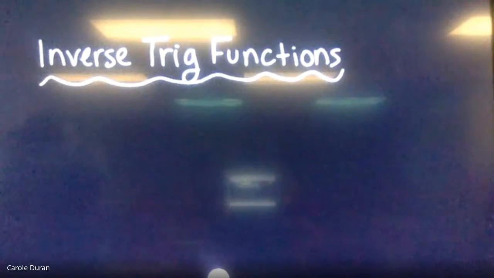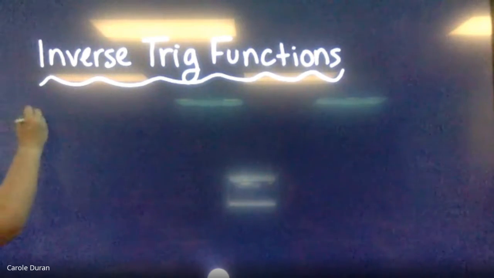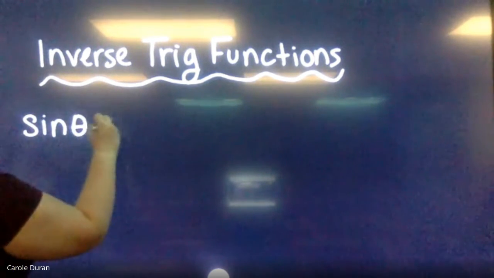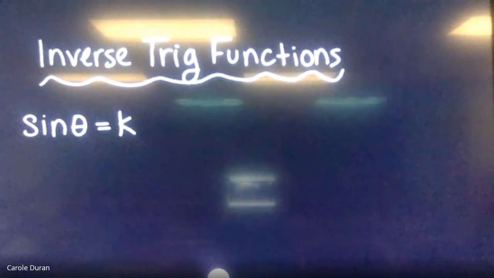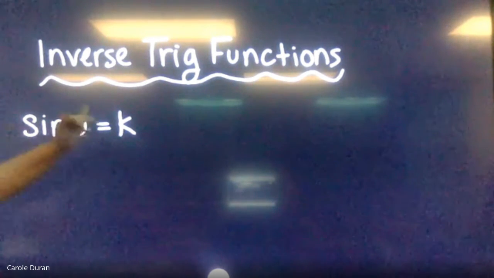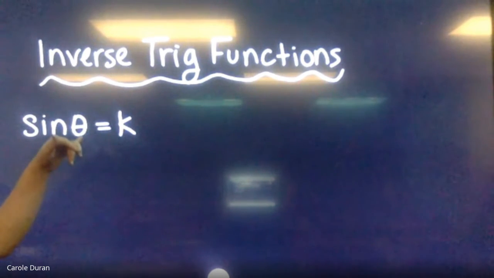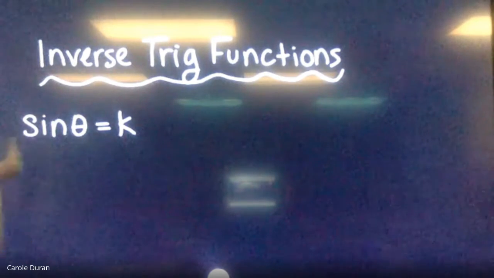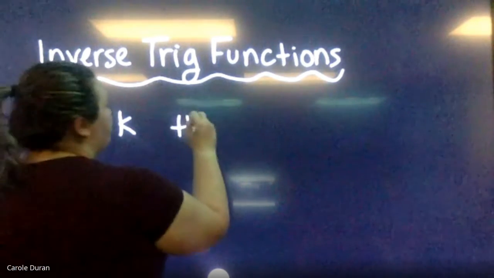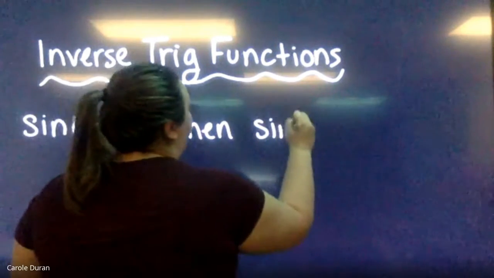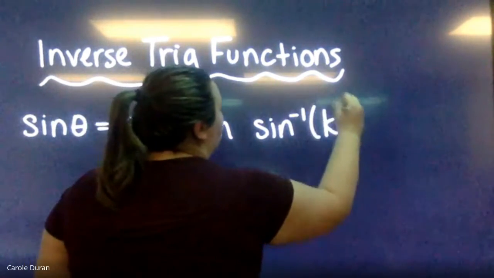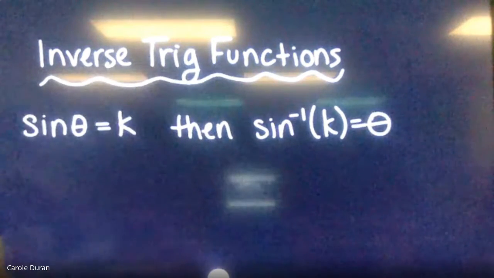Okay, so today we're doing inverse trig functions. Normally when we look at a trig function, we're given some trig function equal to some number k. That's how we normally see them. Inverse trig functions go the opposite way: instead of solving for some ratio k, they solve for the angle theta. So the inverse of sine of my ratio k would give me my angle theta.